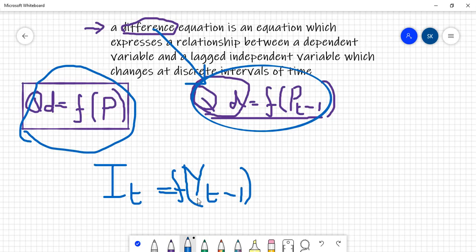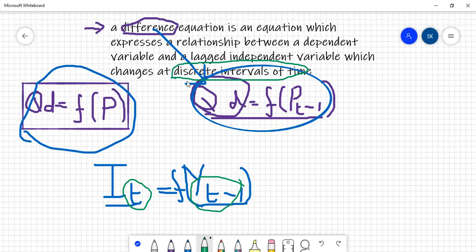It is the economic example of a difference equation where I and Y have been measured at the time of each year. This is measured at the current time period, and this is measured at the previous time period. T means the current time period, and T minus 1 means the previous time period. To measure the discrete changes, we have to take the difference equations. Now we have got the idea of what a difference equation is. In the definition, the dependent variable is a function of a lagged independent variable, and that lagged independent variable changes at discrete time intervals. So if it changes at discrete time intervals, for this we should have a difference equation.